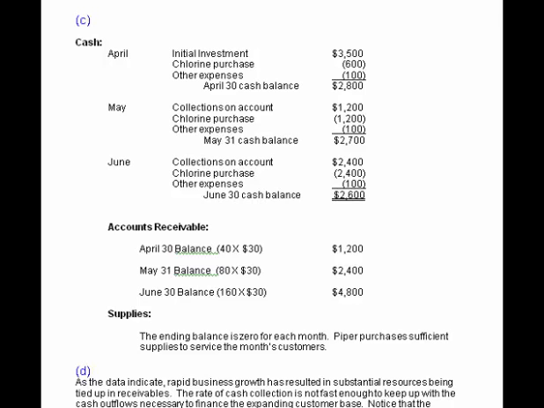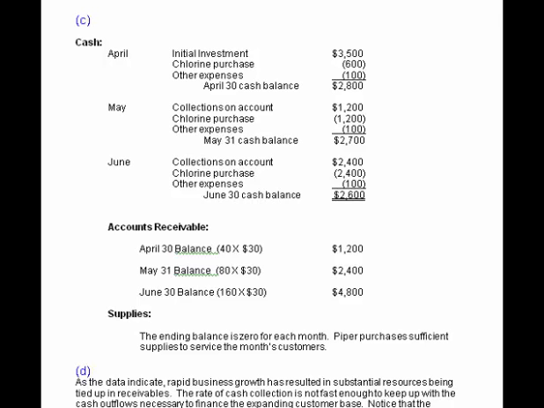And we see how we would determine those balances. Okay, the initial investment $3,500. I said that wrong. We're going to compute these balances here. So to compute the balance of cash, we start off with an initial investment of $3,500. We spent $600 on chlorine. We incurred $100 of other expenses. So at the end of April 30th, we have $2,800.